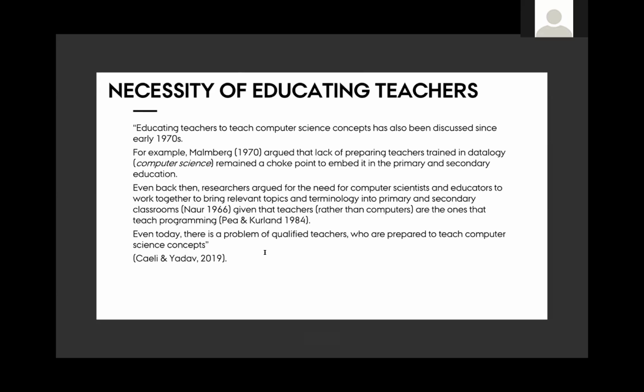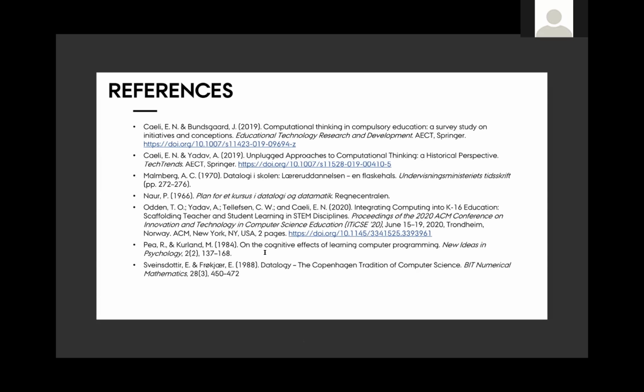And in a paper written with Aman Yadav, we point out that educating teachers to teach computer science concepts has also been discussed since the early 1970s. For example, a Danish professor called Alan Malmberg argued that the lack of teachers trained in datalogy, which is the Danish word for computer science, remained a choke point to embed it in primary and secondary education. And even back then, researchers argued for the need for computer scientists and educators to work together to bring relevant topics and terminology into primary and secondary classrooms, given that teachers, rather than computers, are the ones that teach programming. And even today, there is a problem of qualified teachers who are prepared to teach computer science concepts. So now it's time to listen and learn from these historical experiences and make sure that a lack of teacher education is not a choke point.